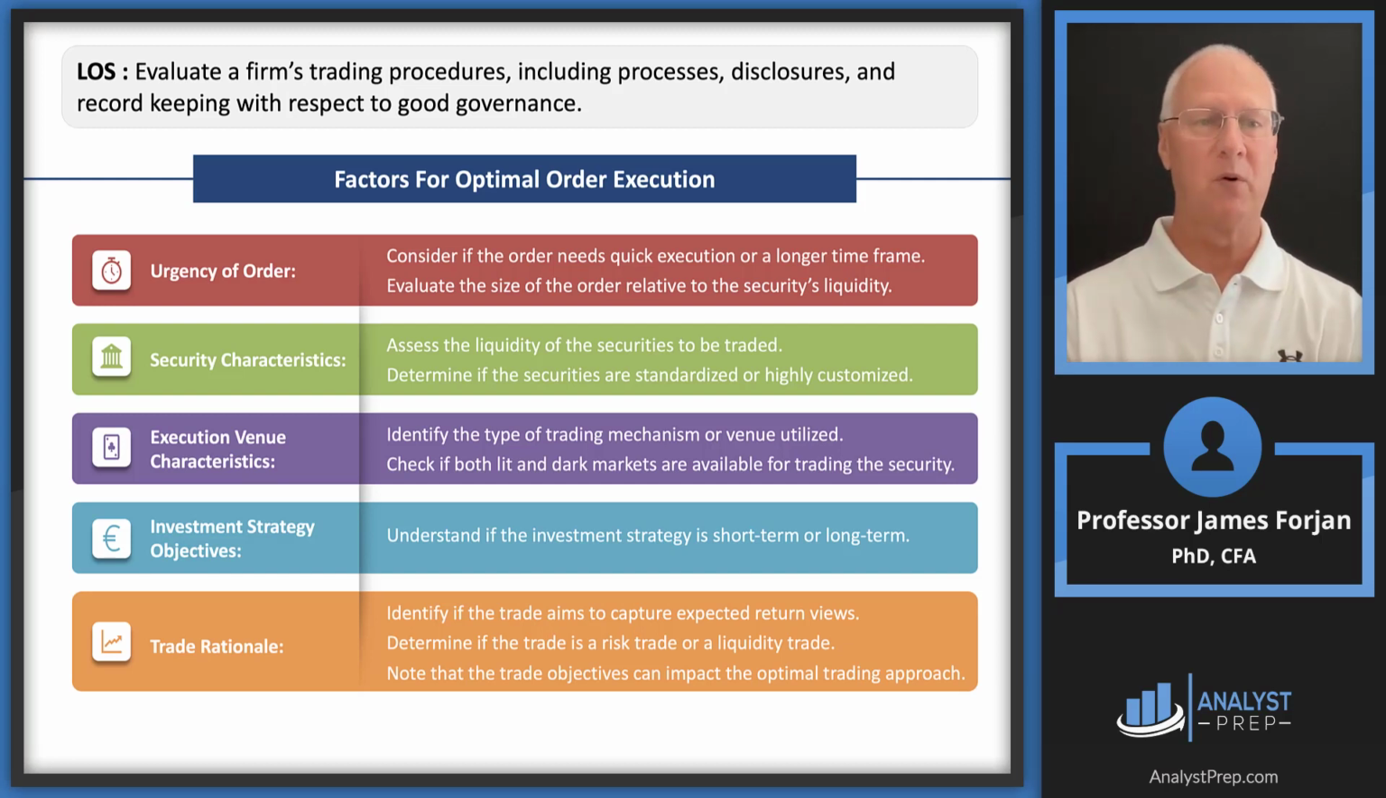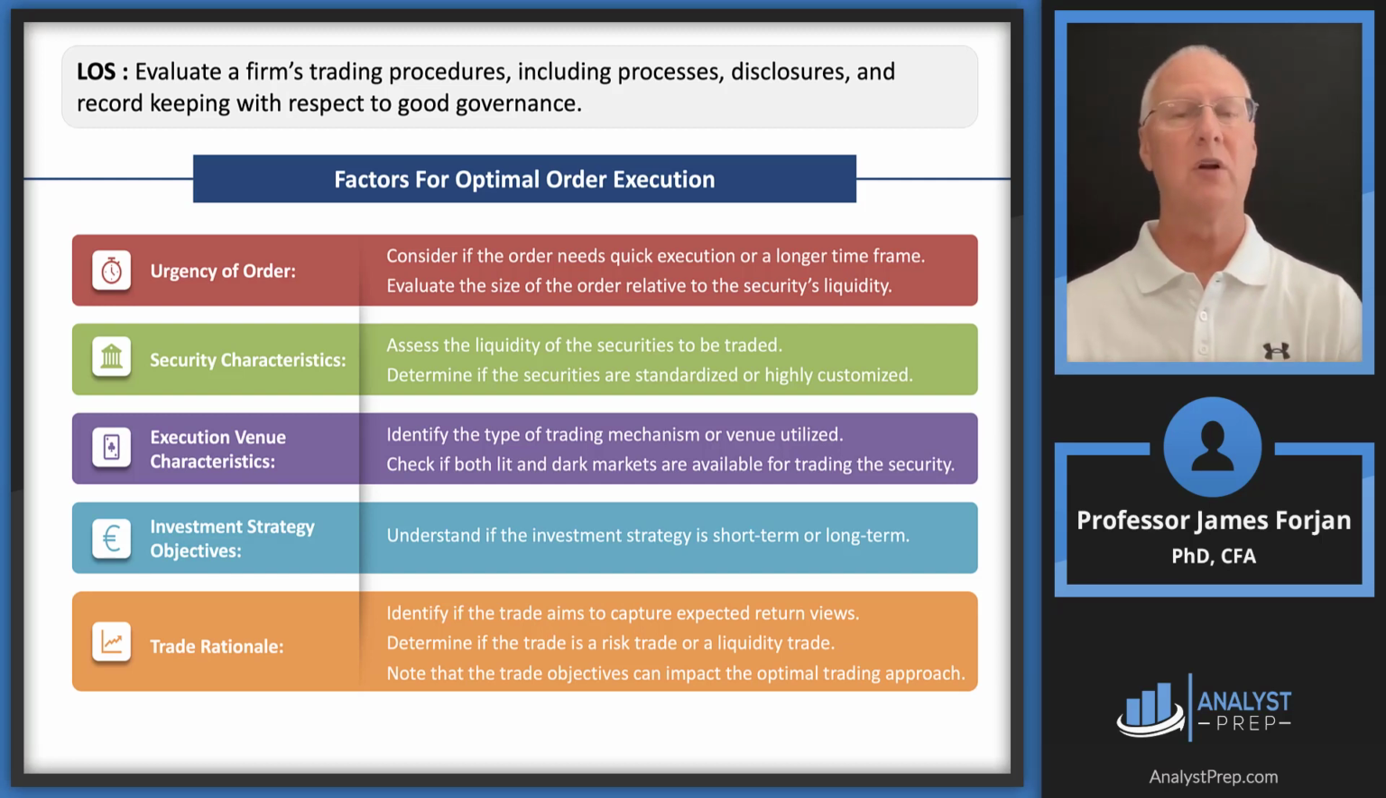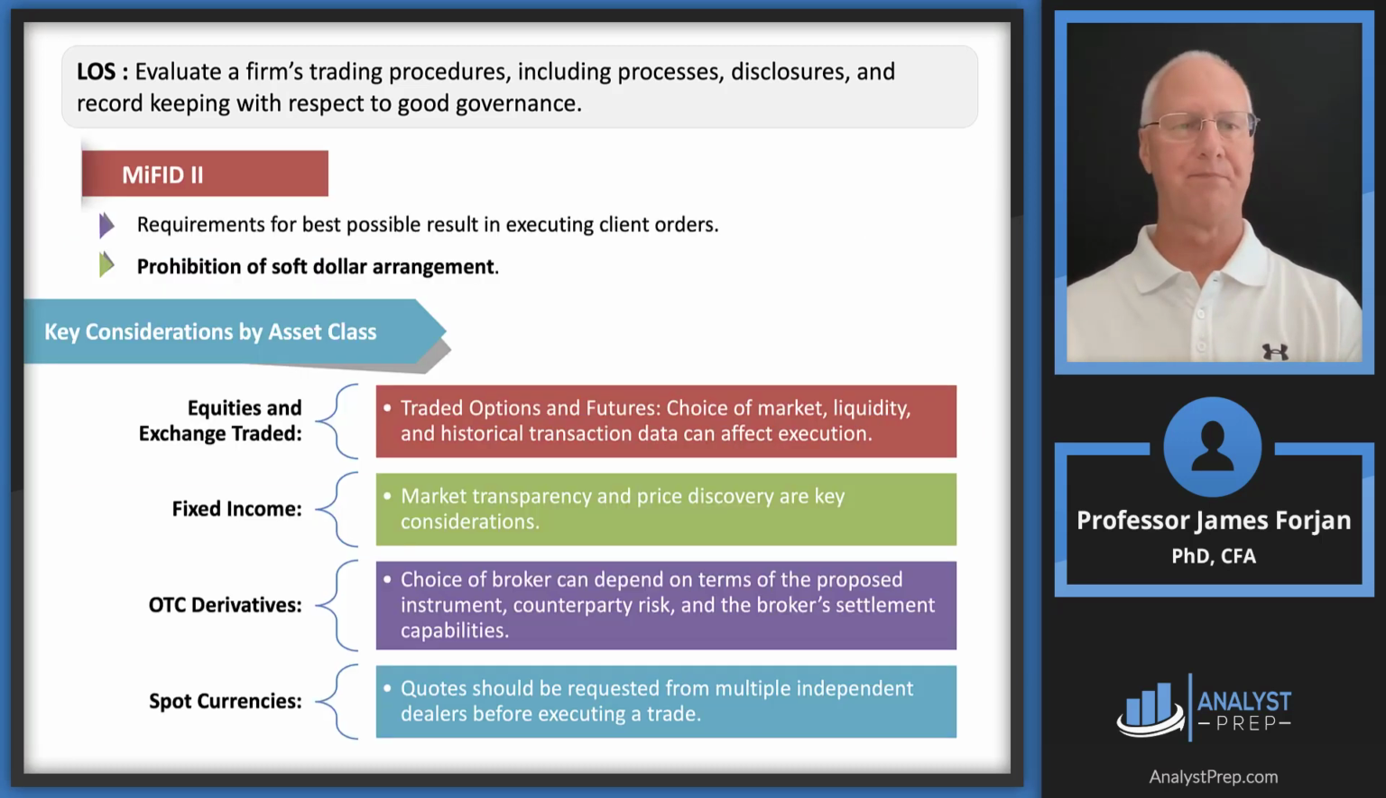All right, factors for optimal order execution. We need to worry about the urgency. We talked about this back in part one. Do we have a high urgency? Do we have a low urgency? What are the security characteristics? This probably means whether they are standardized, what kind of liquidity they have. Execution venue characteristics: where are we going? Is it an organized exchange? Is it a dark pool? Investment strategy objectives. This links us back to the policy statement. I love that box. And then trade rationale.